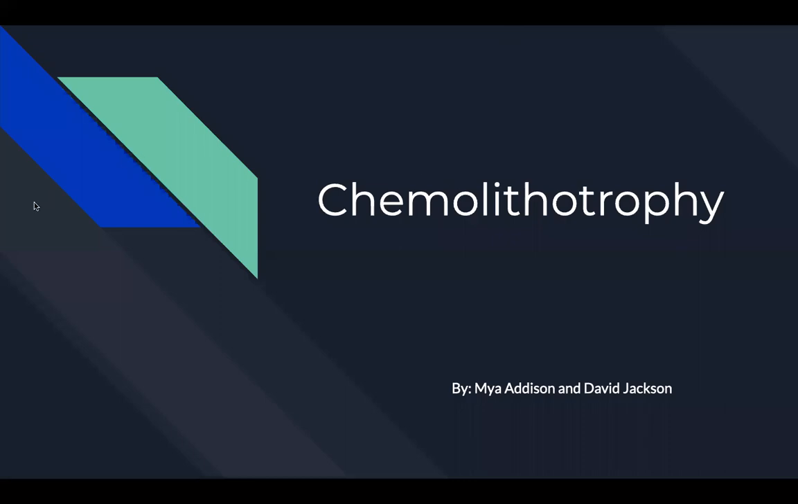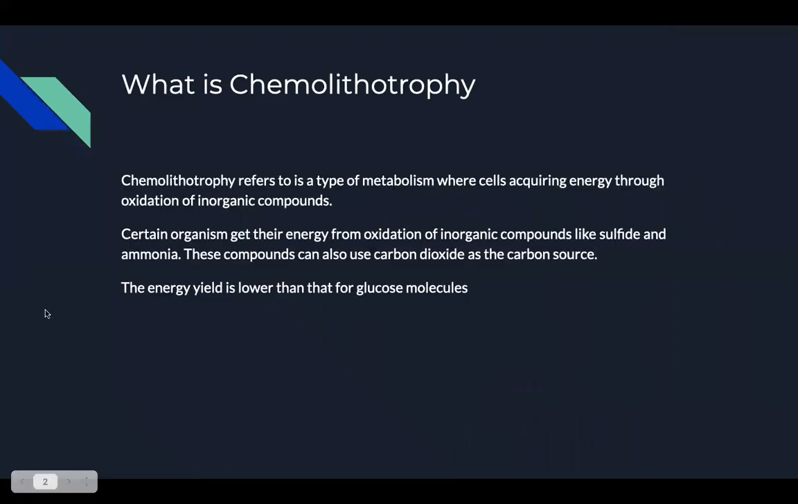Okay, this presentation is about chemolithotrophy. So what is chemolithotrophy? It refers to a type of metabolism where cells acquire energy through oxidation of inorganic compounds. Certain organisms get their energy from inorganic compounds like sulfur and ammonia, and these organisms can also use carbon dioxide as their carbon source. The energy yield is lower than that of glucose molecules compared to if they were to use organic compounds for metabolism.